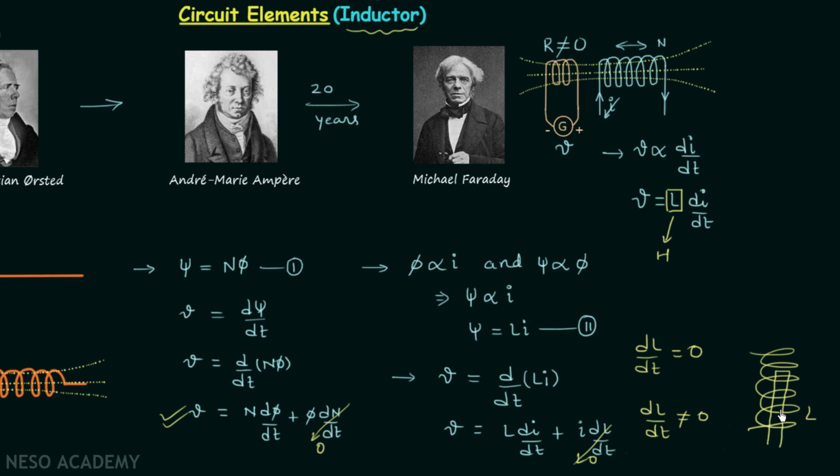So this is the case you will see in the subject measurements, but in the case of network theory you will find L is constant, therefore dL by dt will be 0, and we finally have V equal to L di by dt.